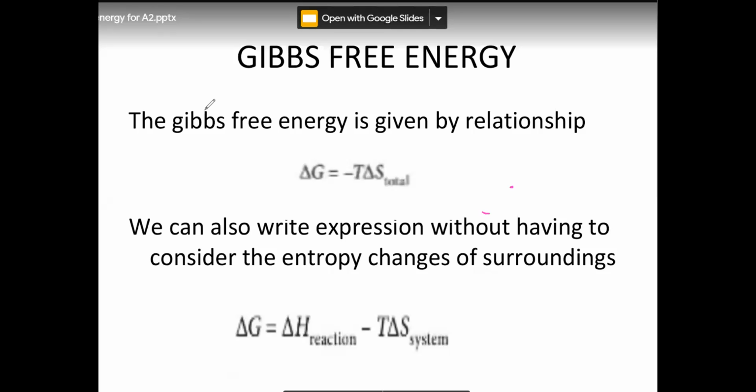So Gibbs free energy can be given by two relationships, two formulas. The first formula is delta G equals delta H minus T delta S. Here delta H is the enthalpy change of a reaction, and from that you subtract T delta S, the entropy of the system at a given temperature. What you get is the Gibbs free energy for that particular reaction.